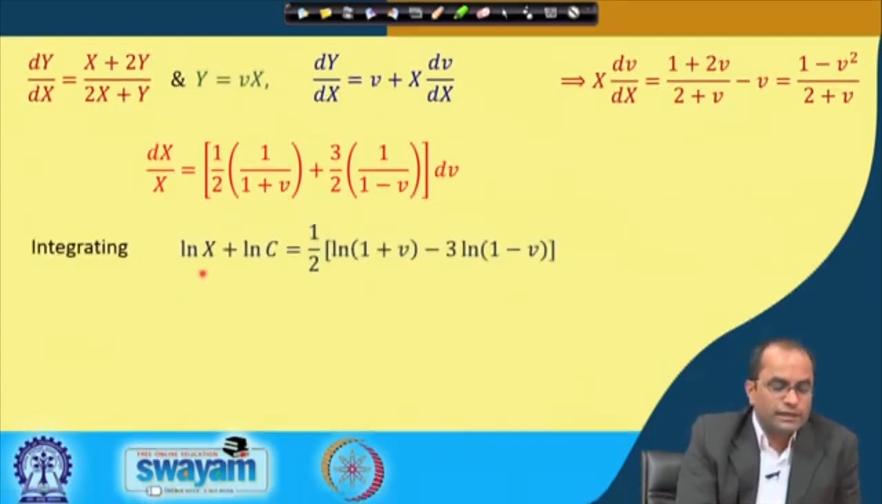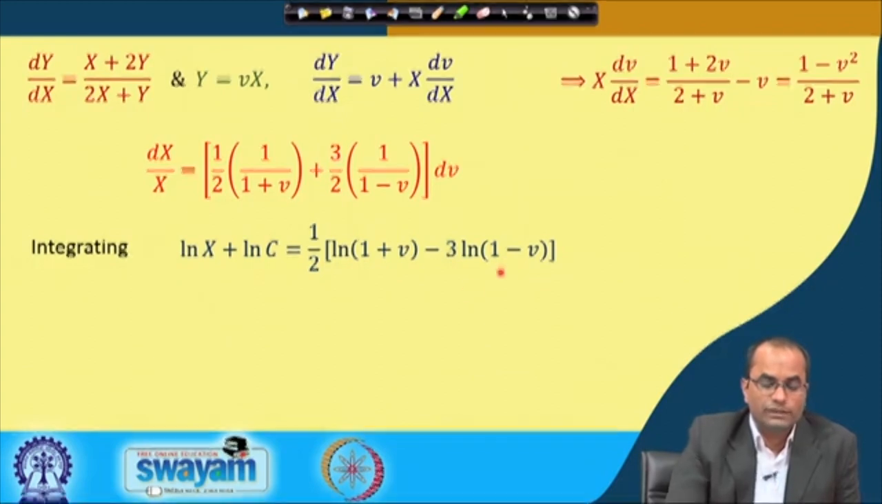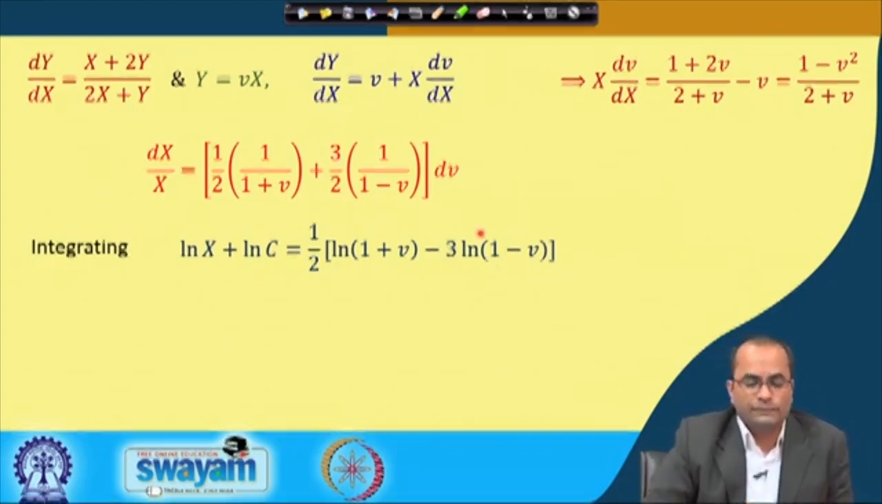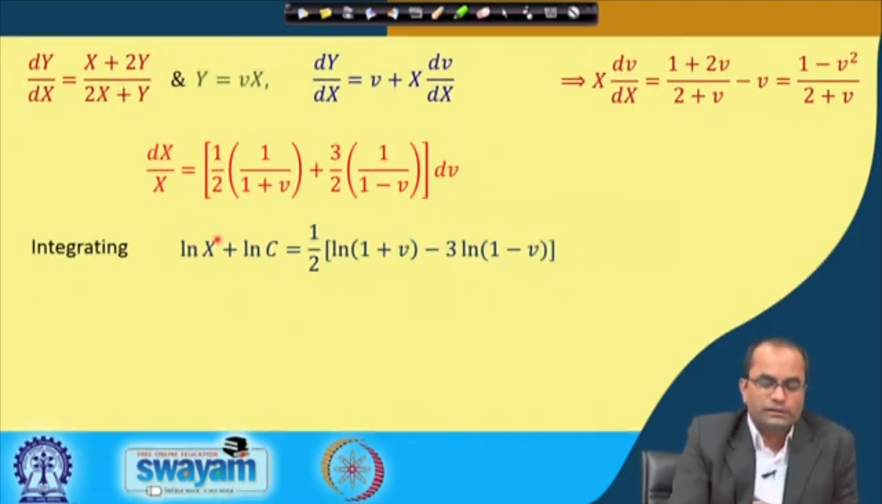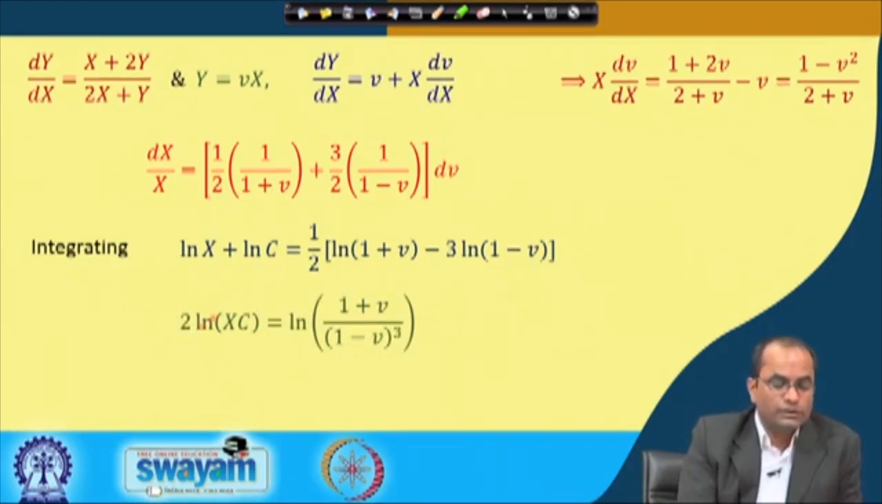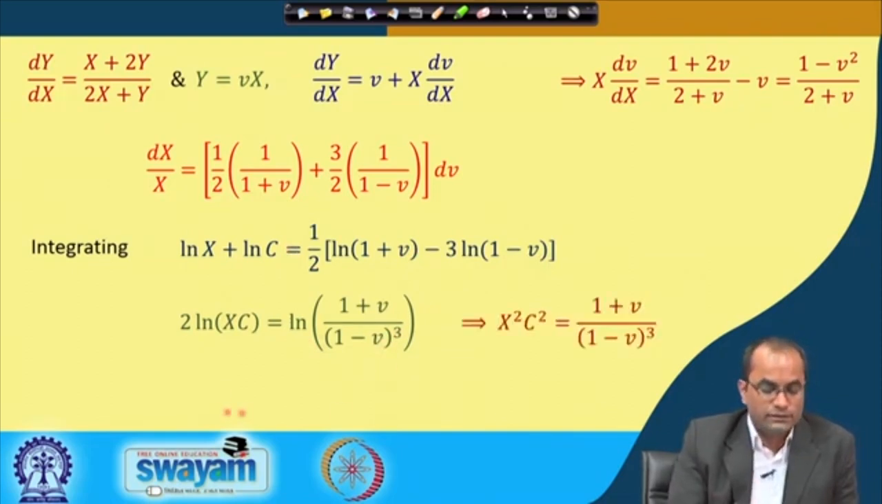Here by integrating this, we get ln X and this constant here ln c, and it is equal to half, again here, ln of 1 plus v minus 3 times, where this half is outside. This is just minus 3 here because of this minus sign, and ln of 1 minus v, assuming that these are positive numbers, otherwise we have to take the modulus as well. Then we have here 2 times, this 2 will go to there, and this ln cX is equal to ln of 1 plus v over 1 minus v cube, and from here we will get X square c square is equal to 1 plus v over 1 minus v whole cube.